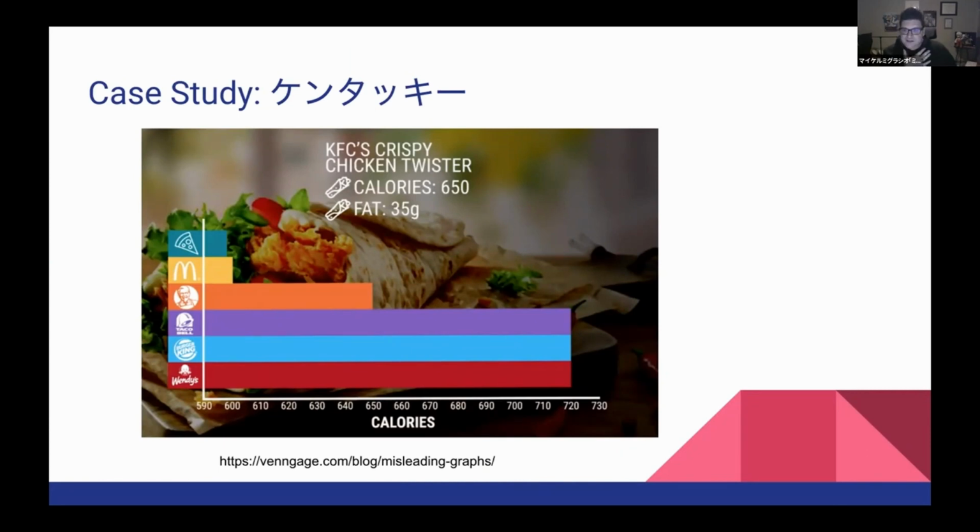First of all, the horizontal axis of the graph starts at 590, not 0. And secondly, the information about the other restaurants is not clear. Which food items are being compared against the KFC crispy chicken twister shown here? We don't know. However, this graph does contain enough data to tell several different stories to our audience, depending on what our goal happens to be.